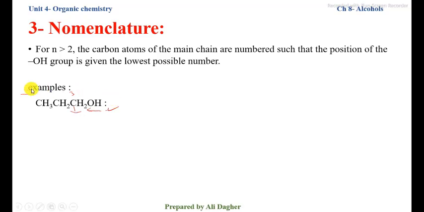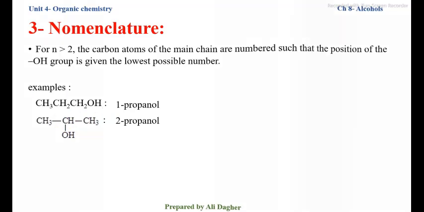The alkane form of 3 carbons is propane, and with OH, propanol. But OH is bonded to carbon number 1, then its name is 1-propanol. 1 for the position of the hydroxyl group. The second example, same number of carbons, propanol, but OH on carbon number 2, then its name is 2-propanol.